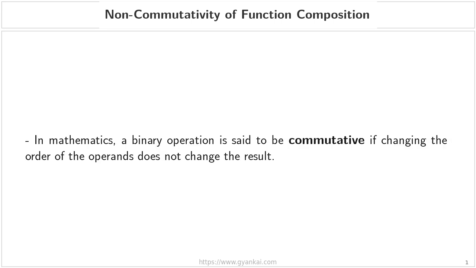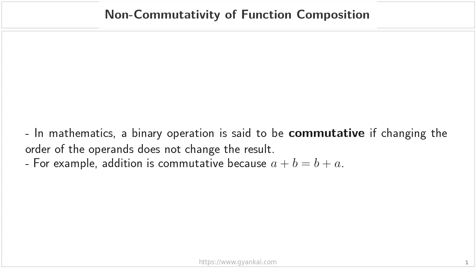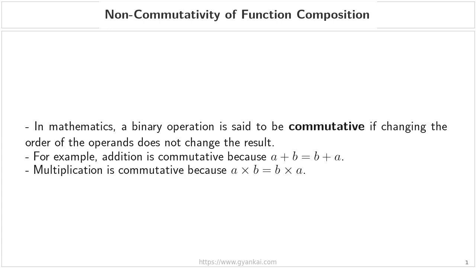Let's start by establishing some foundational terminology. In mathematics, we describe a binary operation as being commutative if changing the order of the operands does not change the final result. To put this simply, think about basic addition. Addition is commutative because a plus b equals b plus a. The order of the numbers doesn't change the sum. The same logic applies to multiplication. Multiplication is also commutative because a times b equals b times a.